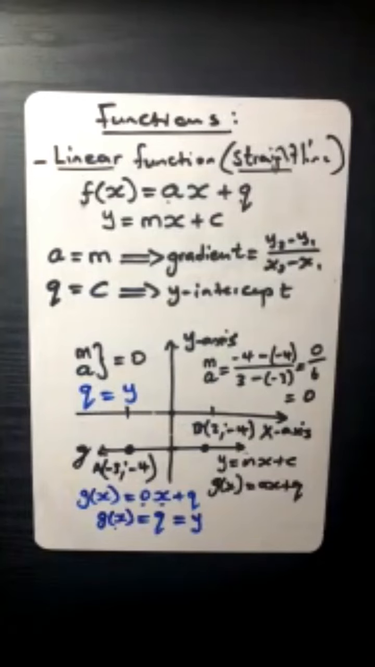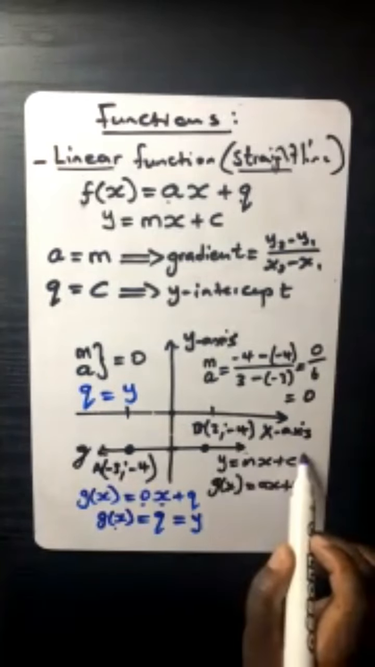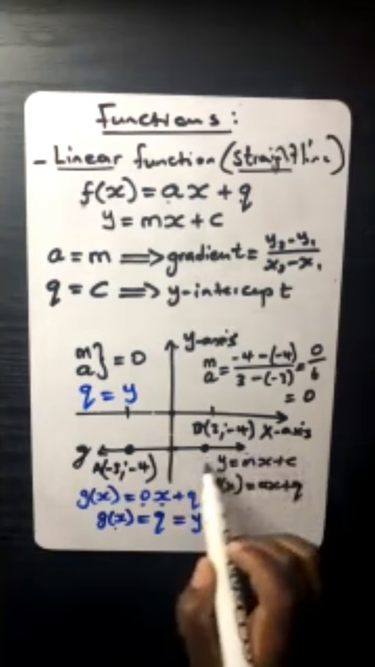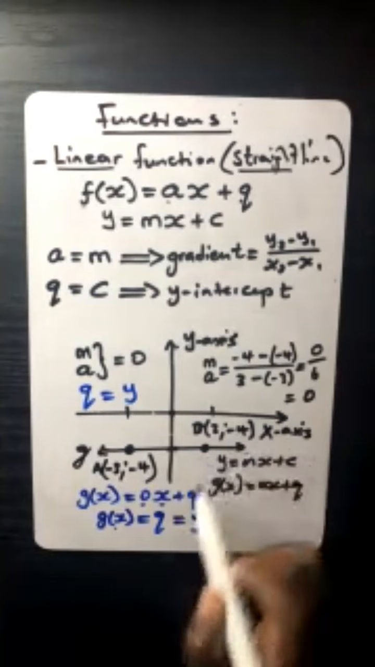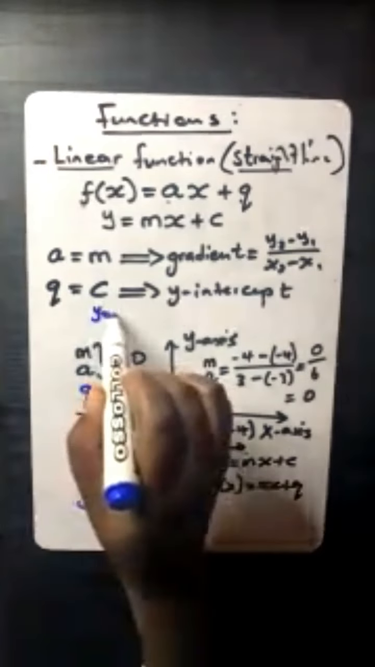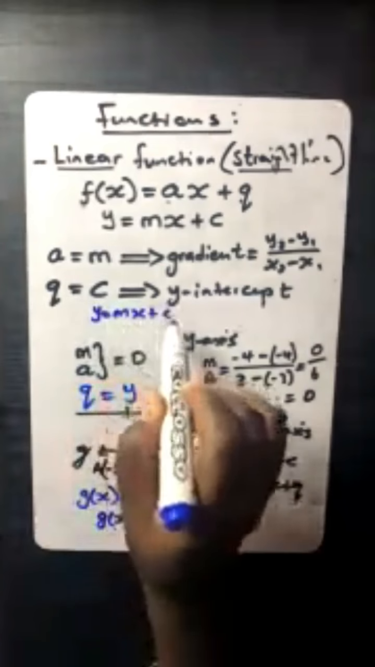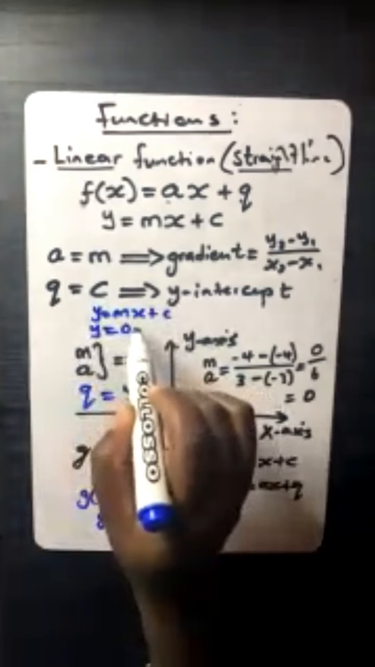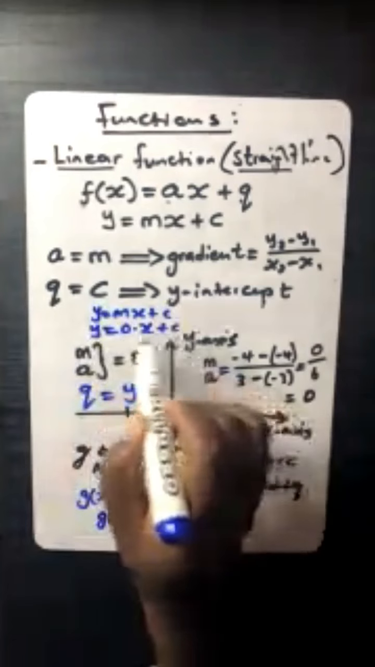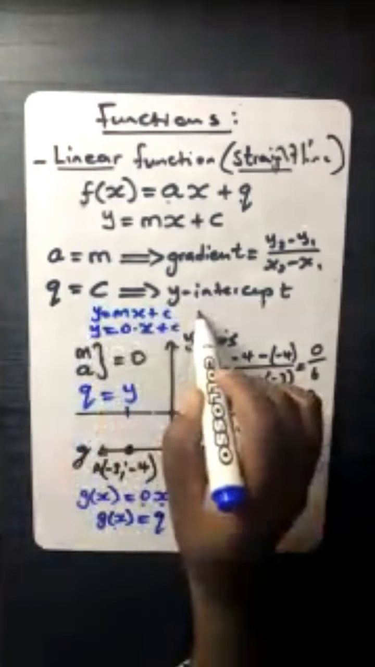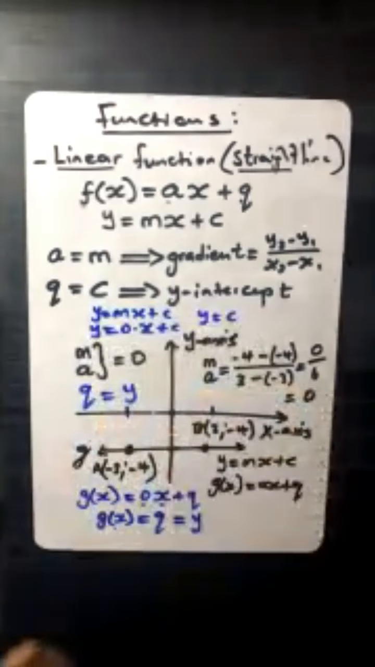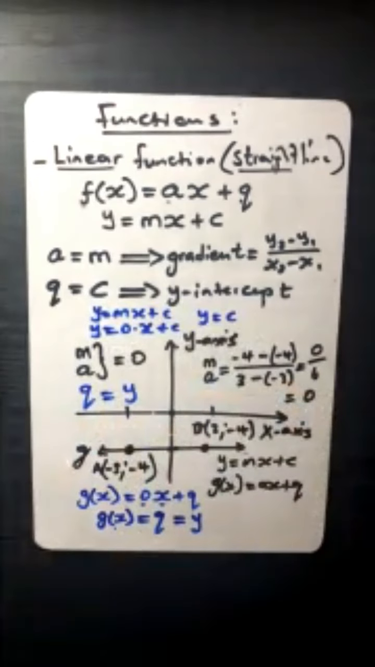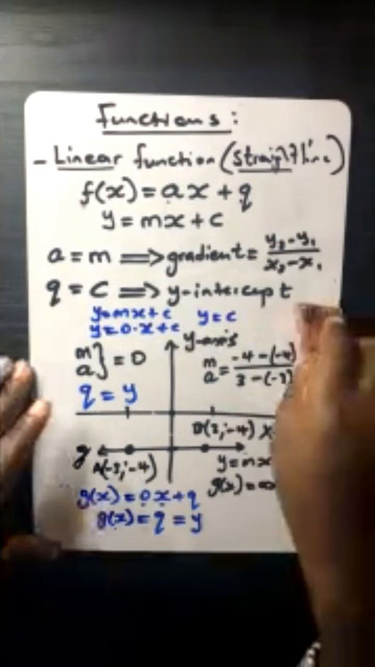Otherwise, if you wanted to understand fully, you can still use that form to explain. So it's y equals mx plus c. M is 0 multiplied by x plus c. Because already this is 0, then y is the same as c. Same explanation goes for both. So guys, any questions so far?